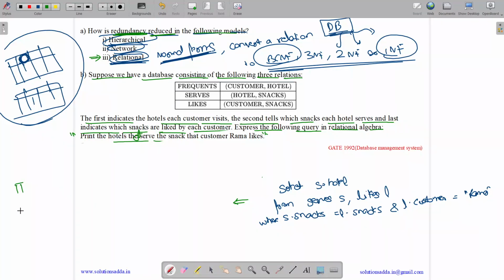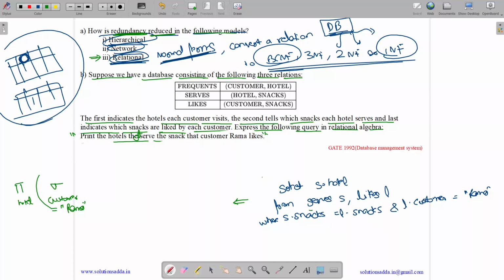What we need to select? We just need to select the hotel names. So pi hotels. This is our selection. This is our projection, what we need to project. Now what we need to select? We need to select based on the condition where customer name equals Rama. So customer equals Rama.